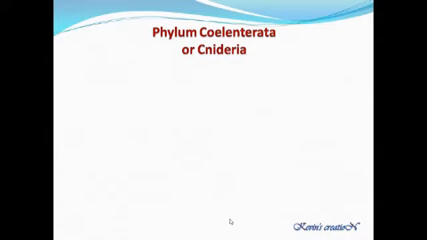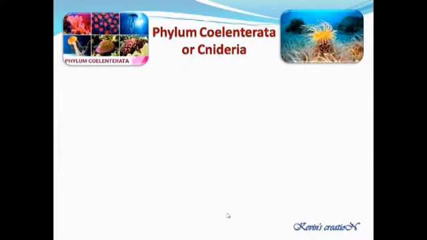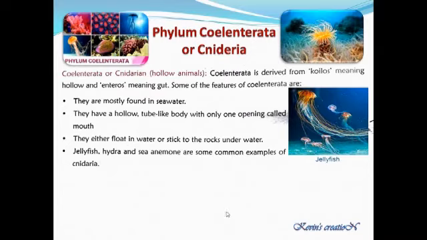Next one is Coelenterata. We also call it Cnidaria. Phylum Cnidaria. They are hollow animals. It is derived from a word koilos, which means hollow, and enteron means gut. Other day I told you the meaning of gut: gastrointestinal tract, or in simple words, it's a long tube that starts at the mouth and ends at anus. Okay, so they have got hollow gut.